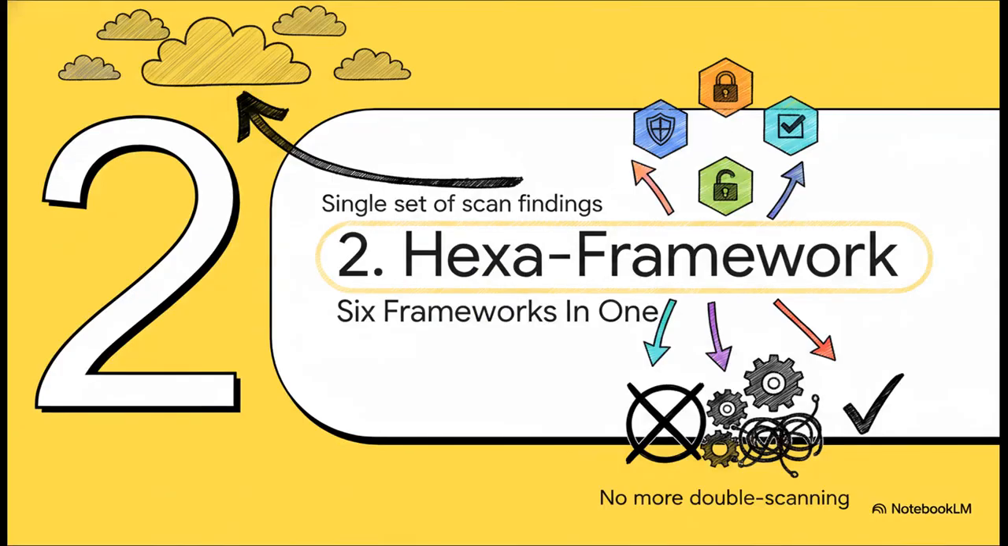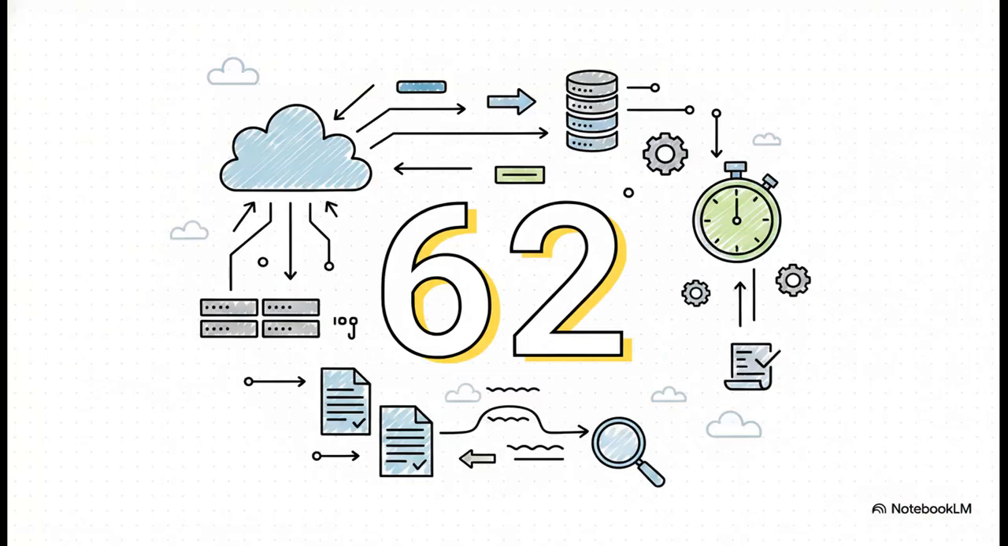Section 2. Hexa Framework, 6-in-1. 62. That is the exact number of signed evidence artifacts generated from just one single 4-minute scan. I mean, just think about the pure mathematics of that time savings for DevSecOps teams. You point the tool at your cloud exactly once, and literally 4 minutes later, you have 62 distinct cryptographically verifiable files ready to just hand straight over to your auditors.